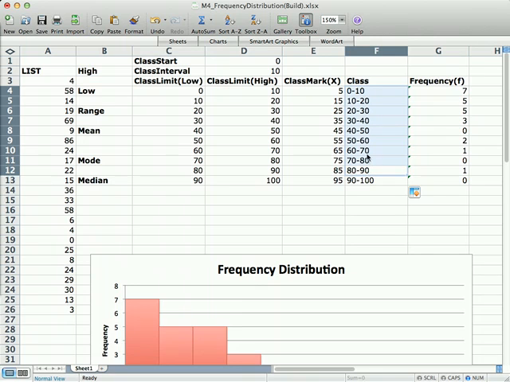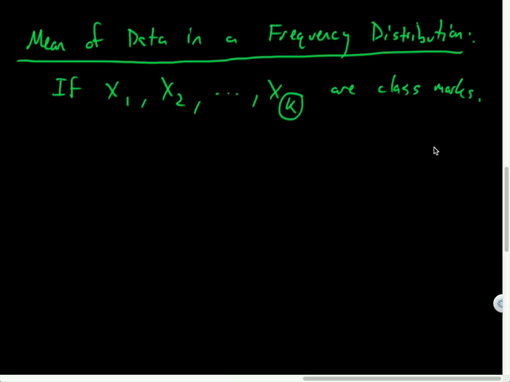So I think that's 9. But it's not the same as the number of values. The number of values would actually be the sum of the frequencies. So I just want to point that out. So those are the class marks in a frequency distribution. I'll just call that a capital F, capital D, with k classes.